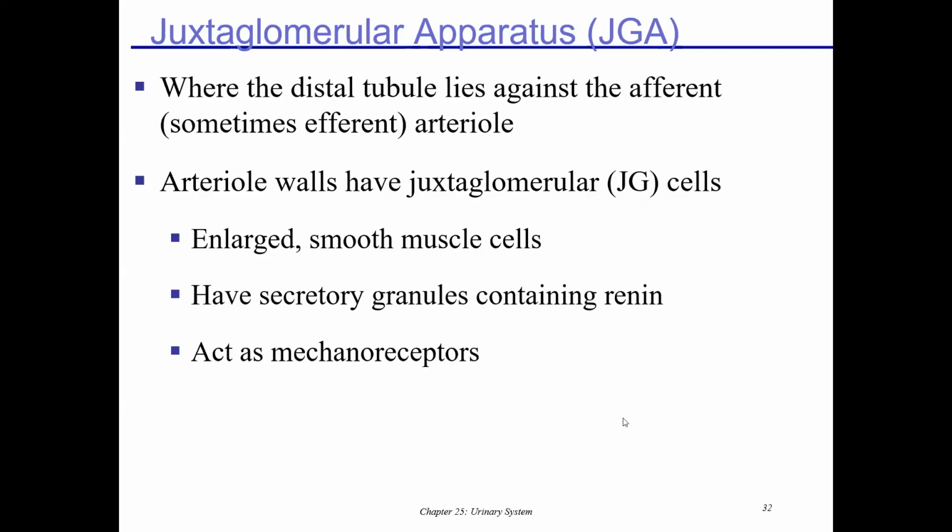Now, the walls of the afferent arteriole have the juxtaglomerular cells, and they contain renin. They have granules inside there that contain renin. And these cells, these granular cells, these juxtaglomerular cells, are functioning as a mechanoreceptor. So they can detect stretch, they can detect pressure.